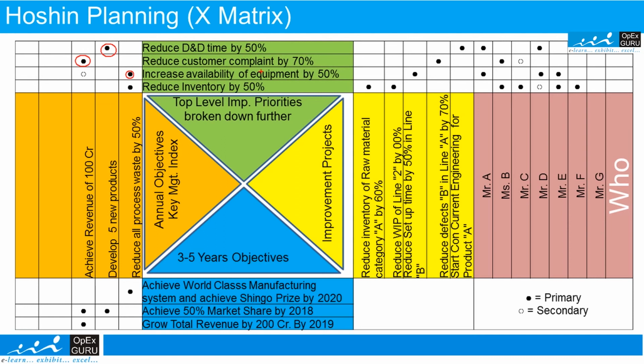So for example, if you want to reduce customer complaints by 70%, the project is something like this. This is the project title: reduce defects in line B by 70%. So this is one particular project. Another project they have identified is, for example, increase availability of the equipment by 50%, and the project is reduce the setup time by 50% in line B. That is the project they have.